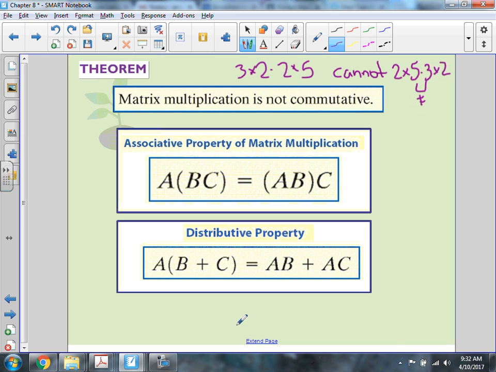Also, with matrices, you do have a distributive property. You can add two matrices together, get that answer, and then multiply it by A, or you can multiply A times B, multiply A times C, and then add them together. I probably would do the operation on the left side because it requires less multiplication. It's just faster.